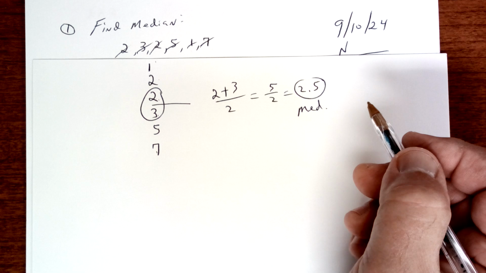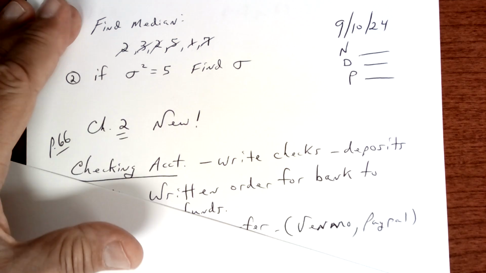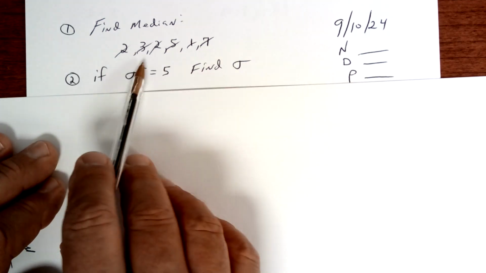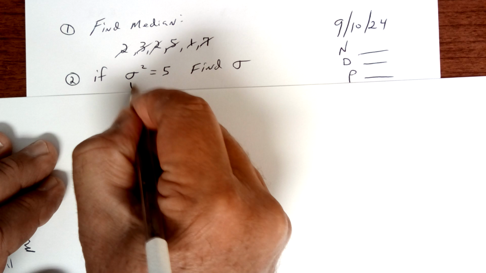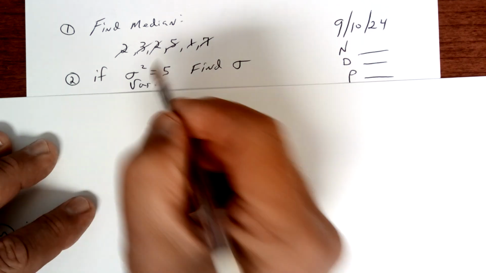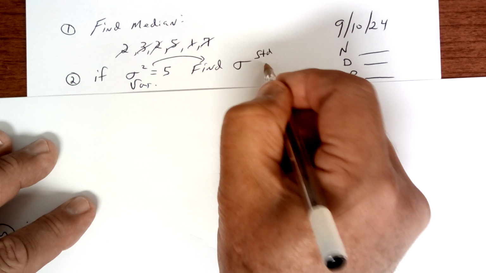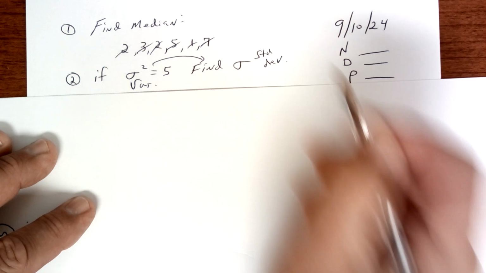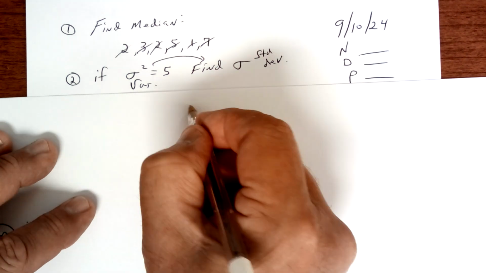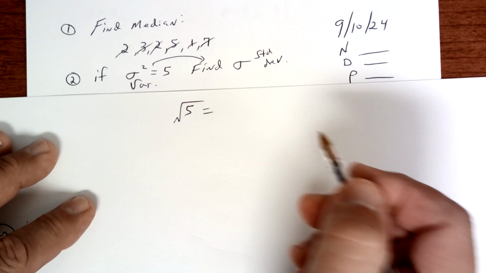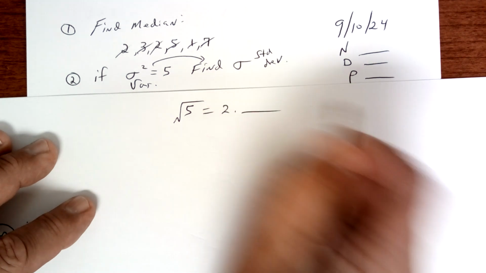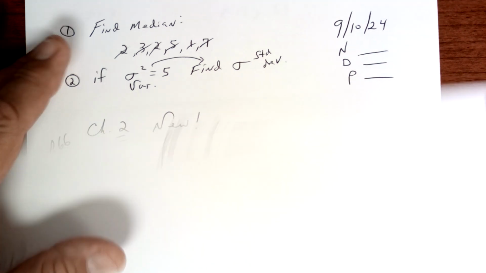Now let's keep moving. This one right here, you got to know what this means. This means variance. And to go from the variance to the standard deviation, which is this one, you need to take the square root. So all it is the square root of 5, which is 2 point something. Okay, use your calculator.